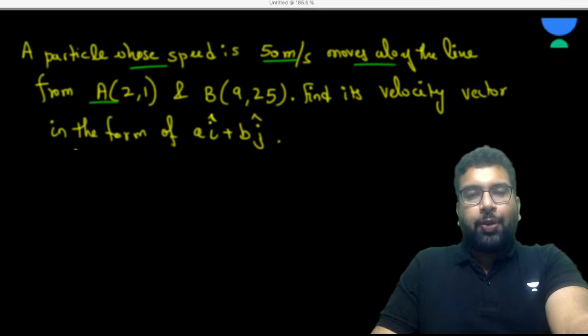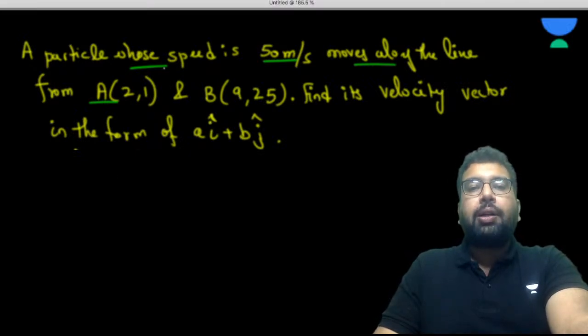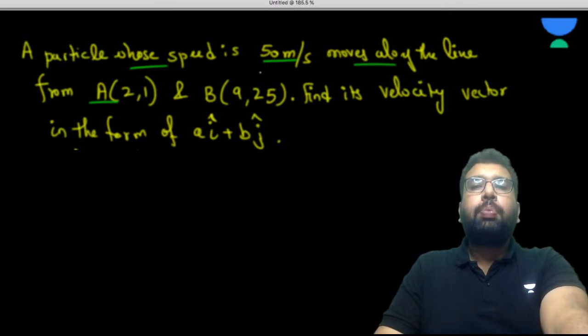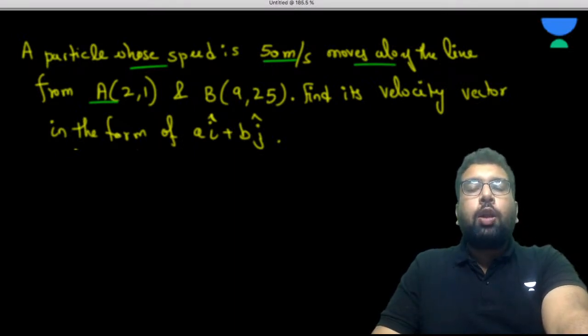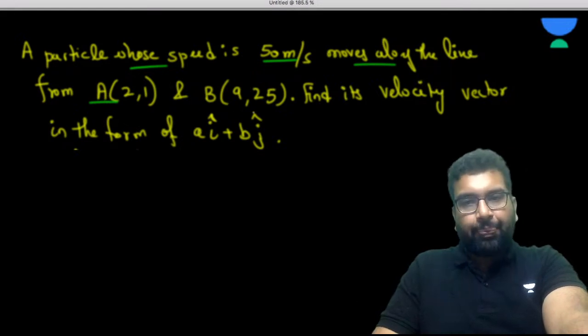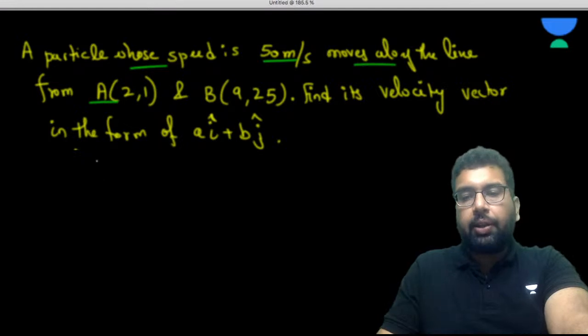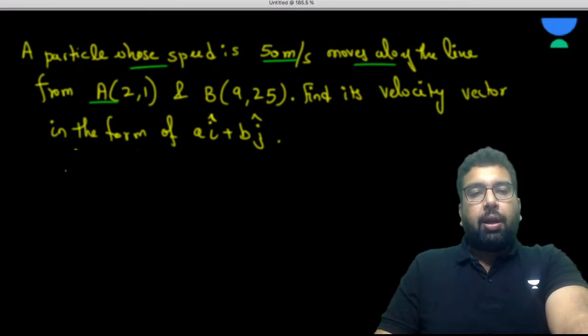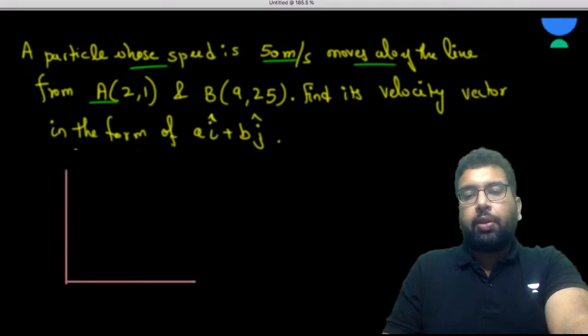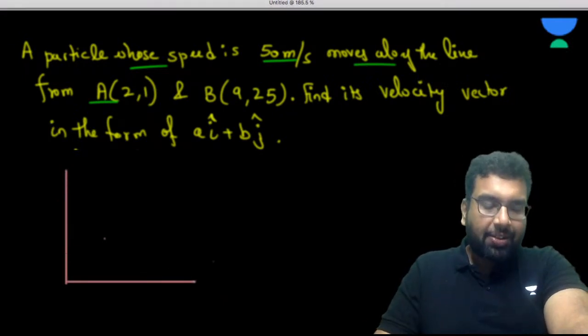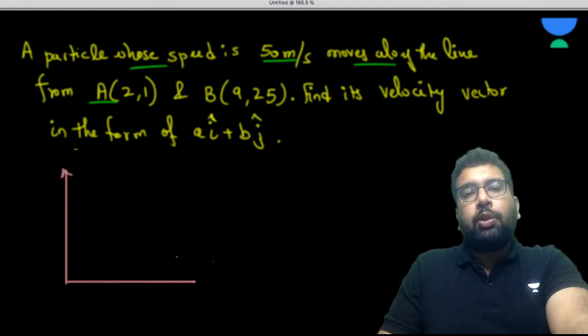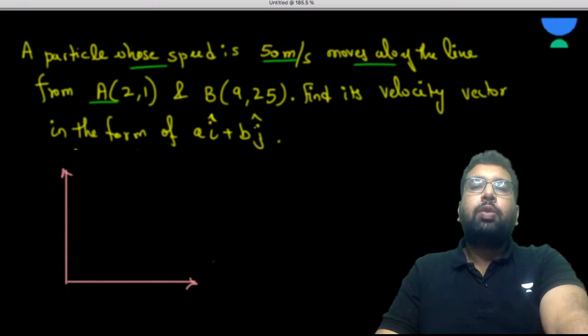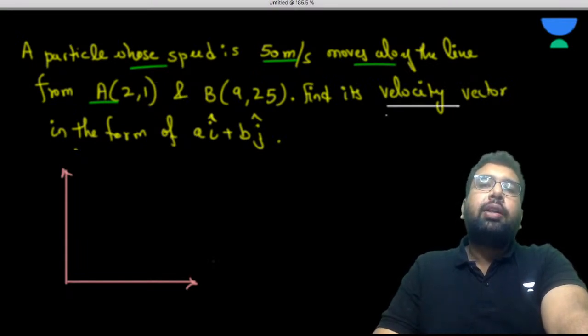So now how could we do it? So see, very simple. A particle whose speed is 50 meter per second moves along the line from A to B. Find its velocity vector in the form of a i cap plus b j cap. So what we need to do here? We need to find the vector in Cartesian. How can we do it? See, velocity is a vector, right? So we need to find velocity. So velocity is a vector.